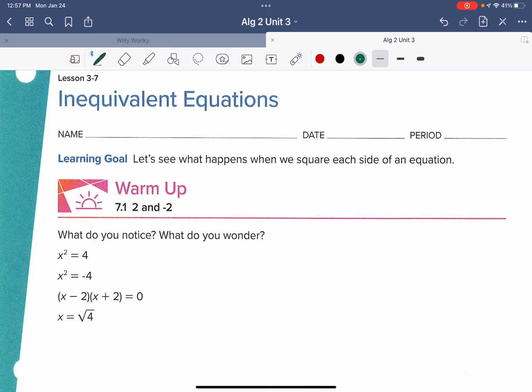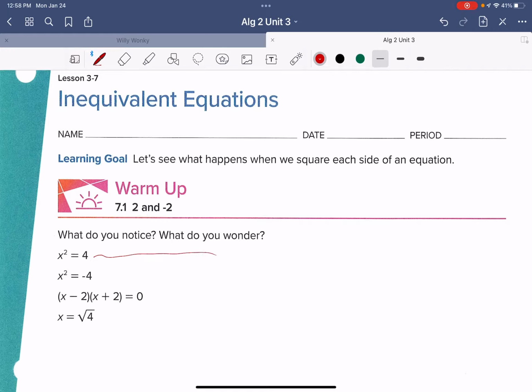All right, welcome to Unit 3, Lesson 7. What do you notice? What do you wonder? This has to do with whether you can do a certain operation and get a certain answer with the equation. So let's take a look at this.